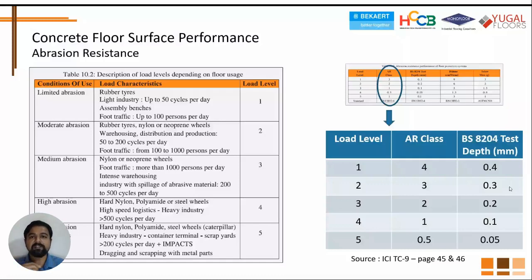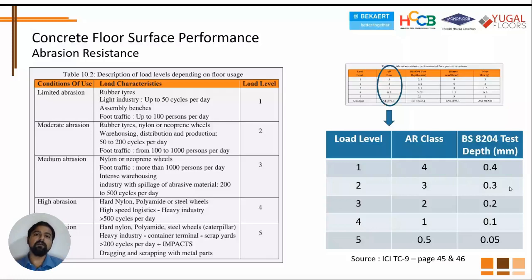The abrasion resistance class shown in the table, something like AR0.5, is the most abrasion resistant according to this document. That's the level of performance you need to choose if you have more and more aggressive traffic. And if you have just pneumatic wheels with very little traffic, you can choose something as low as AR4. So just to give you an idea of how it's specified.